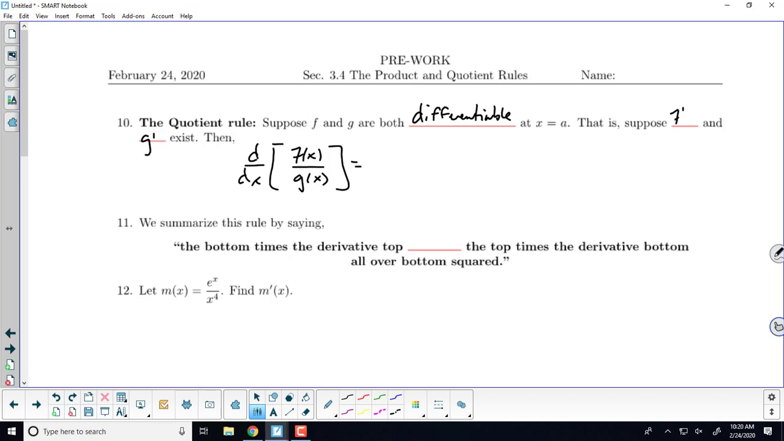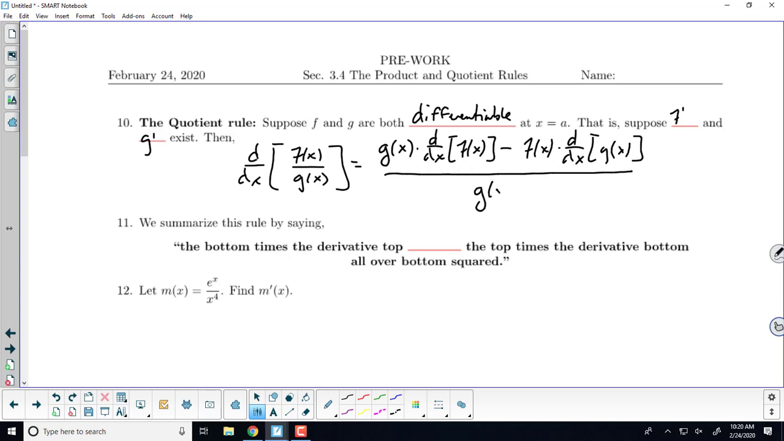This is our formula for the quotient rule. It will be the bottom function times the derivative of the top function, minus the top function times the derivative of the bottom function, all over the bottom function squared.